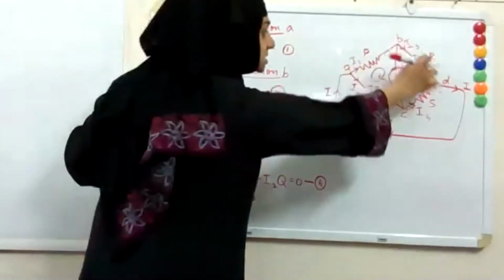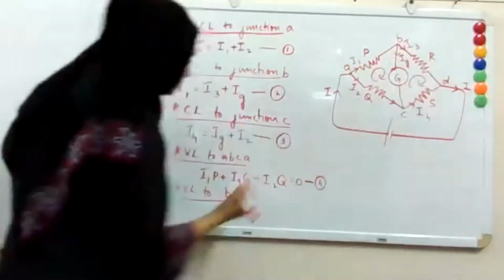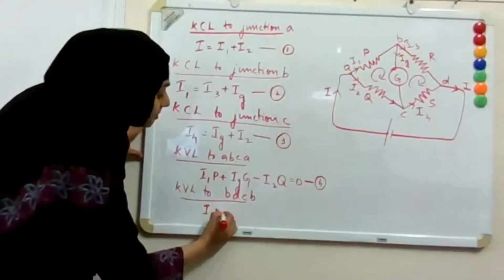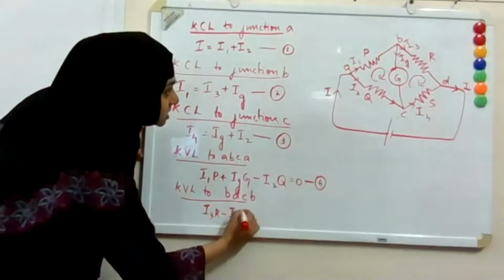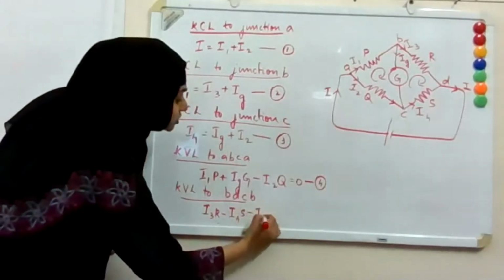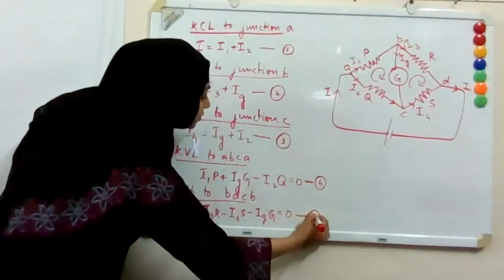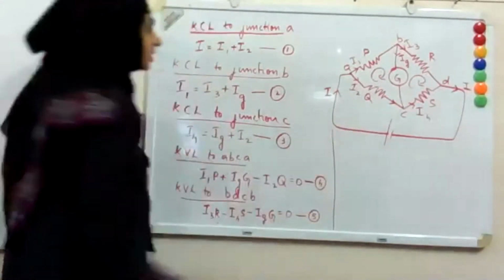So I can write this loop equation as I3R minus I4S minus IgG is equal to 0. This is equation number 5.